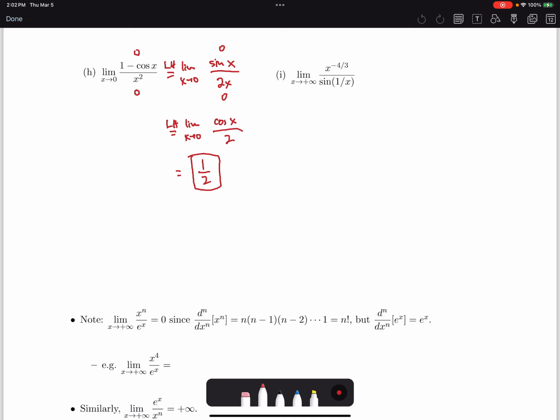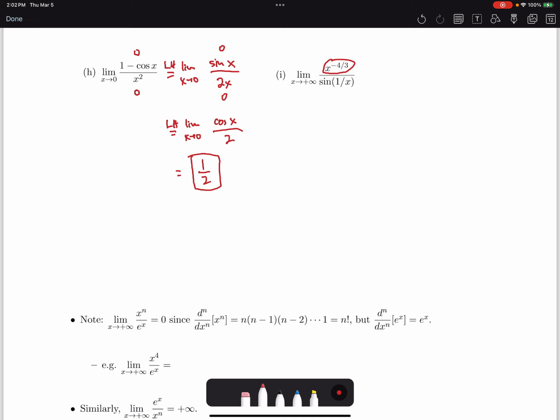Okay, here's my solution. Limit as x approaches infinity of x to the negative 4/3 over sine of 1 over x. Holy schmoly, okay. Well, let's take this a piece at a time. If x gets really large, then x to the negative 4/3 is 1 over x to the positive 4/3, right? 1 over x to the positive 4/3. X to the positive 4/3 is going to go off to infinity as x gets large.